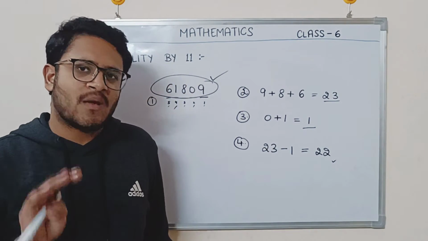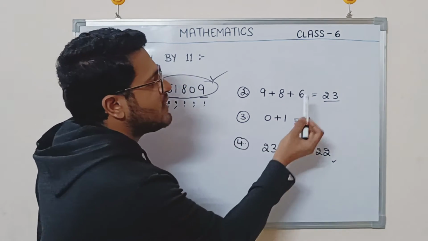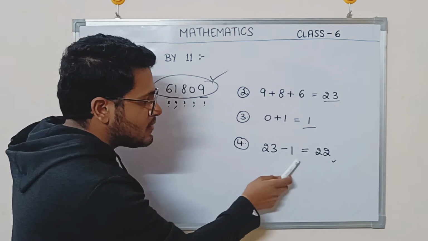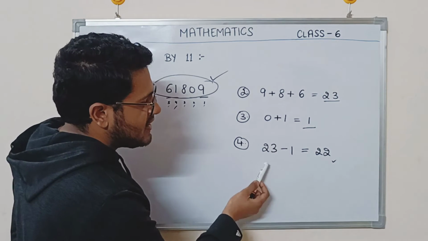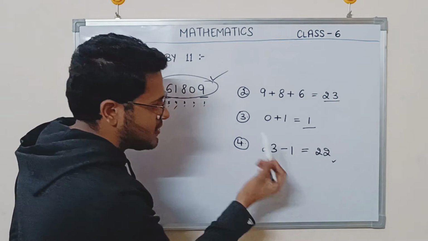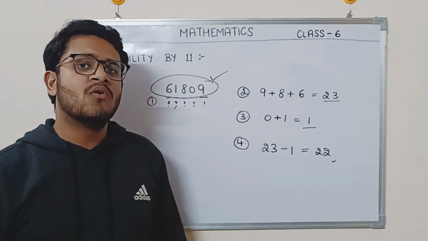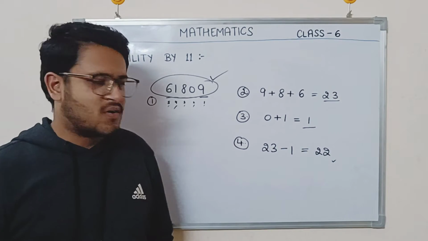Now the final step, step number 4. Step number 4 says whatever values you got from step number 2 and step number 3, we find the difference of the numbers. So in our case what we did is 23 minus 1. We subtracted the second number from the first, or we can subtract the first from the second. That's not an issue.